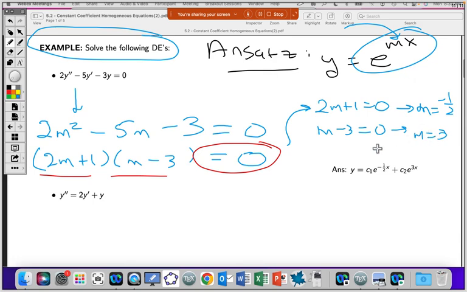We know that these are linearly independent. We know from last week all we need are two linearly independent solutions to form the general solution. So boom, that's the general solution. C1 e to the minus 1/2 x plus C2 e to the 3x. We're done. We've solved the diff EQ. That's the general solution.